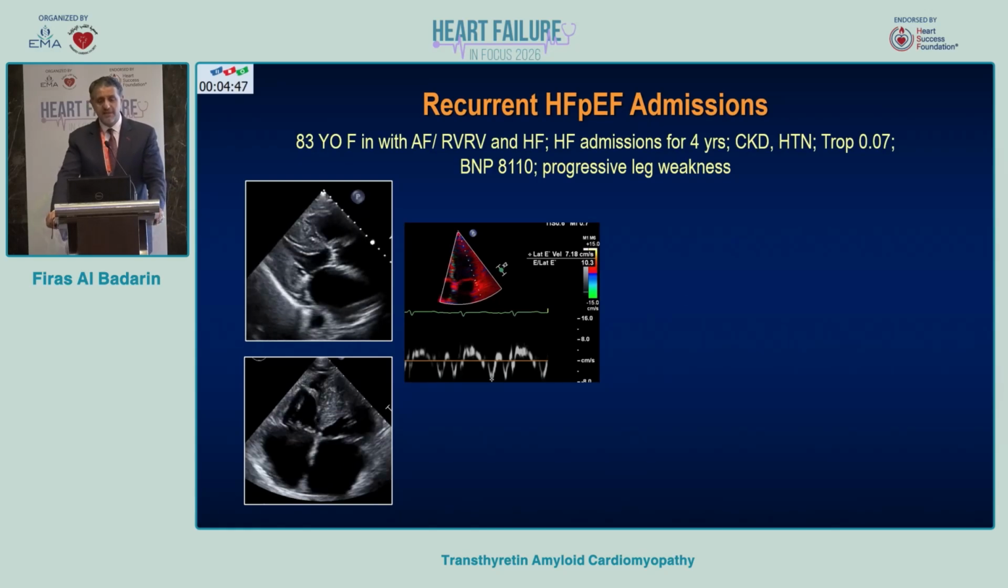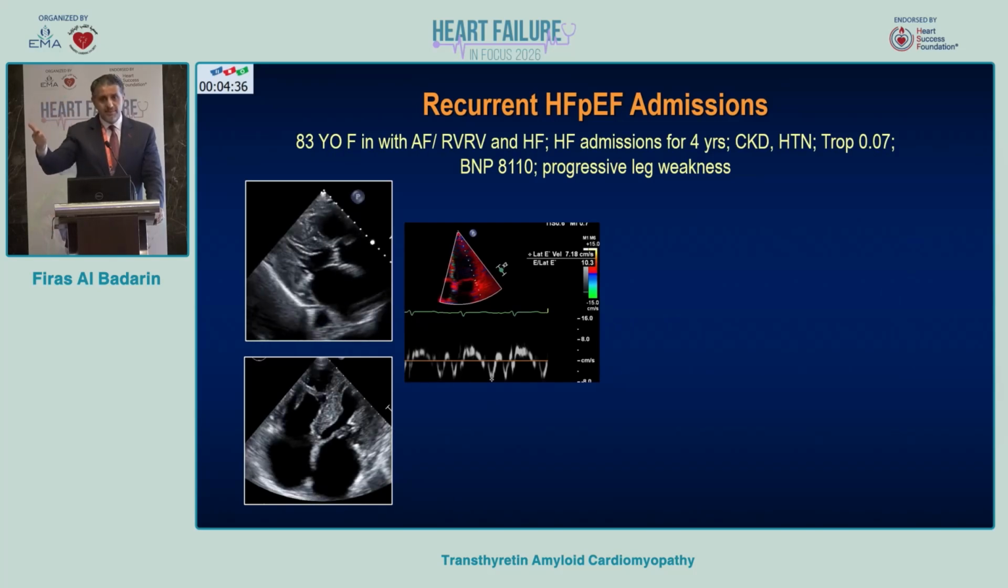She also happened to have CKD and hypertension. She had troponin elevation and BNP elevation out of proportion to the degree of volume overload. She also had progressive leg weakness. It's only when we suspected cardiac amyloid that we went back and asked about these symptoms, which turned out to be a spinal stenosis.